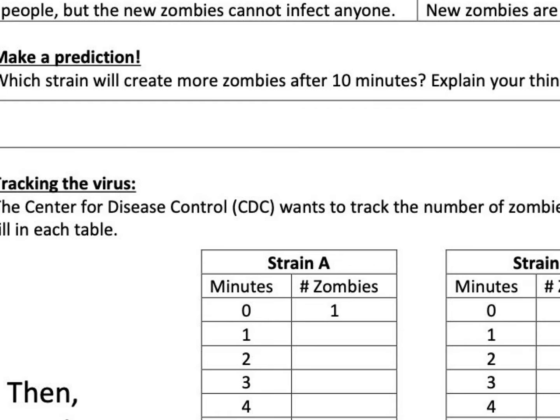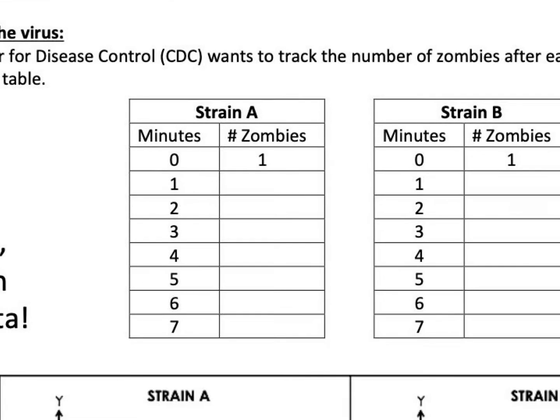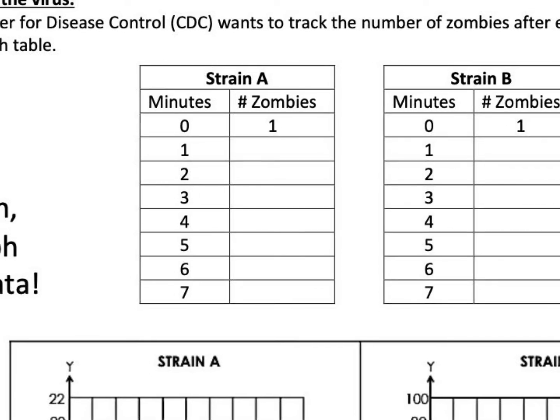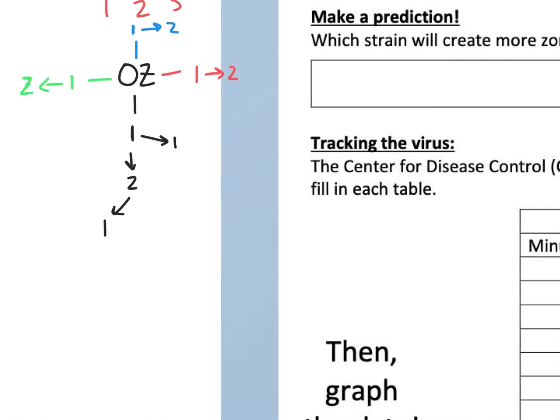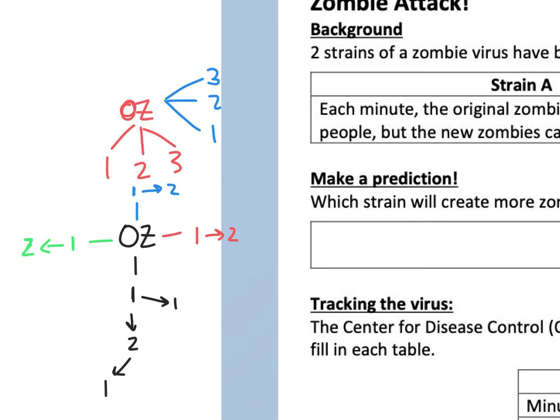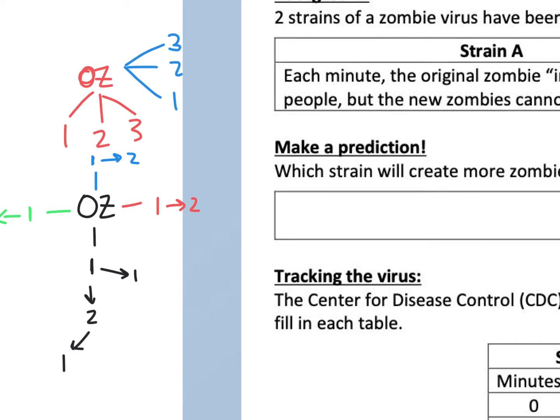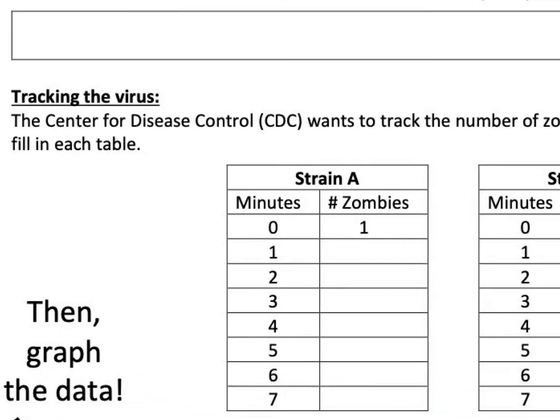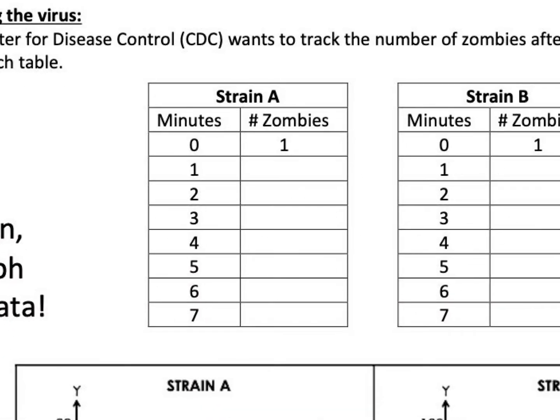So, tracking the virus. The CDC wants to track the number of zombies after each minute. We're going to fill in the table. Looking at strain A, which was this one up here, after 1 minute, how many zombies did we have? We have the original, and then we have in red 1, 2, 3. So how many is that? We have 4 total, right? Because this one on the 0 minutes was that original zombie.